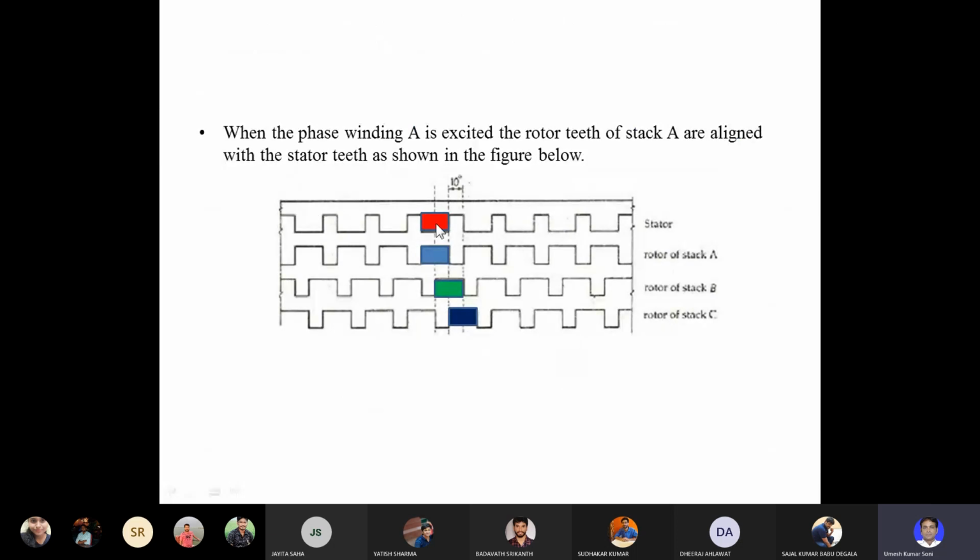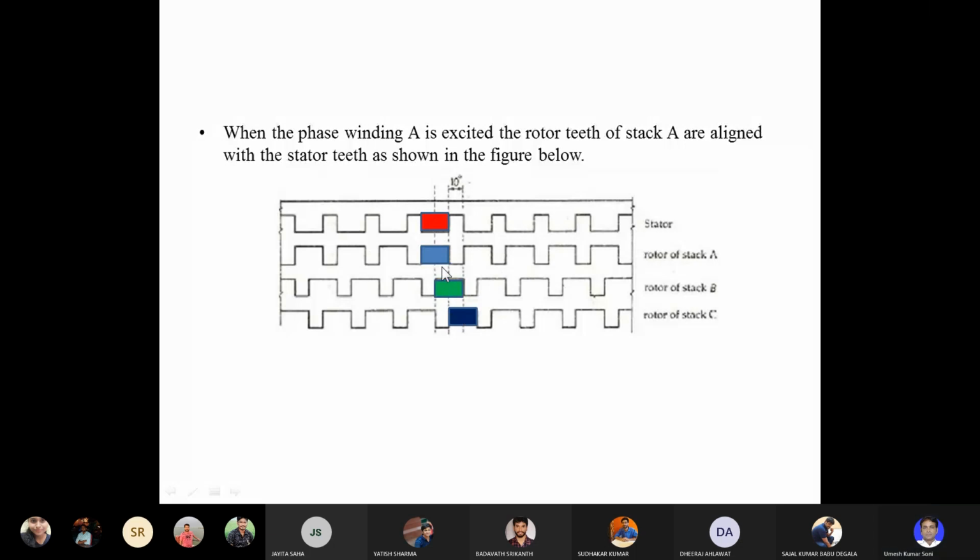So here you can see that when we have energized the phase A, okay, so after energization of phase A, the teeth one suppose has a line in the direction of phase A, okay, and green color is the same teeth one for stack B, and black color is the teeth one for stack C.